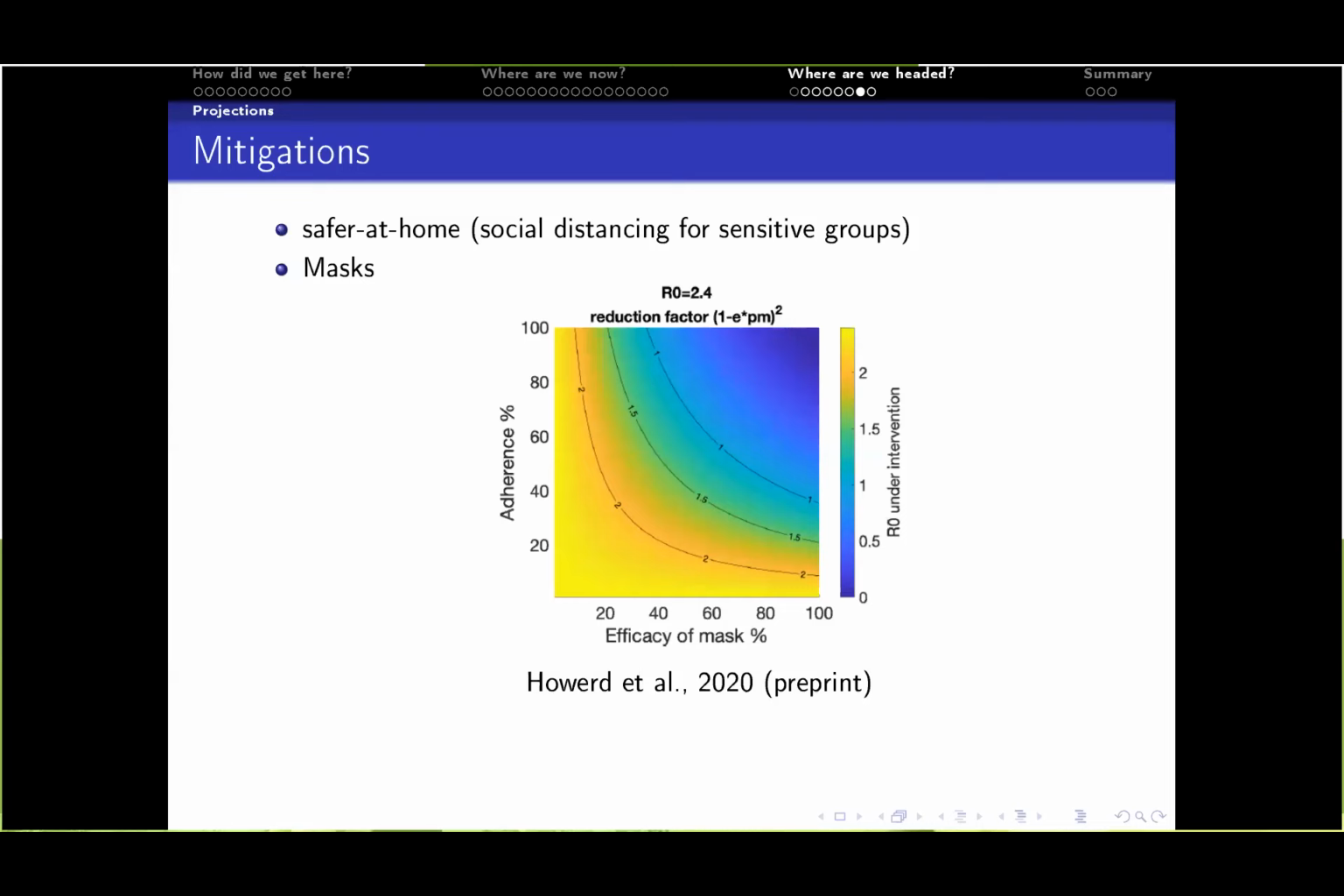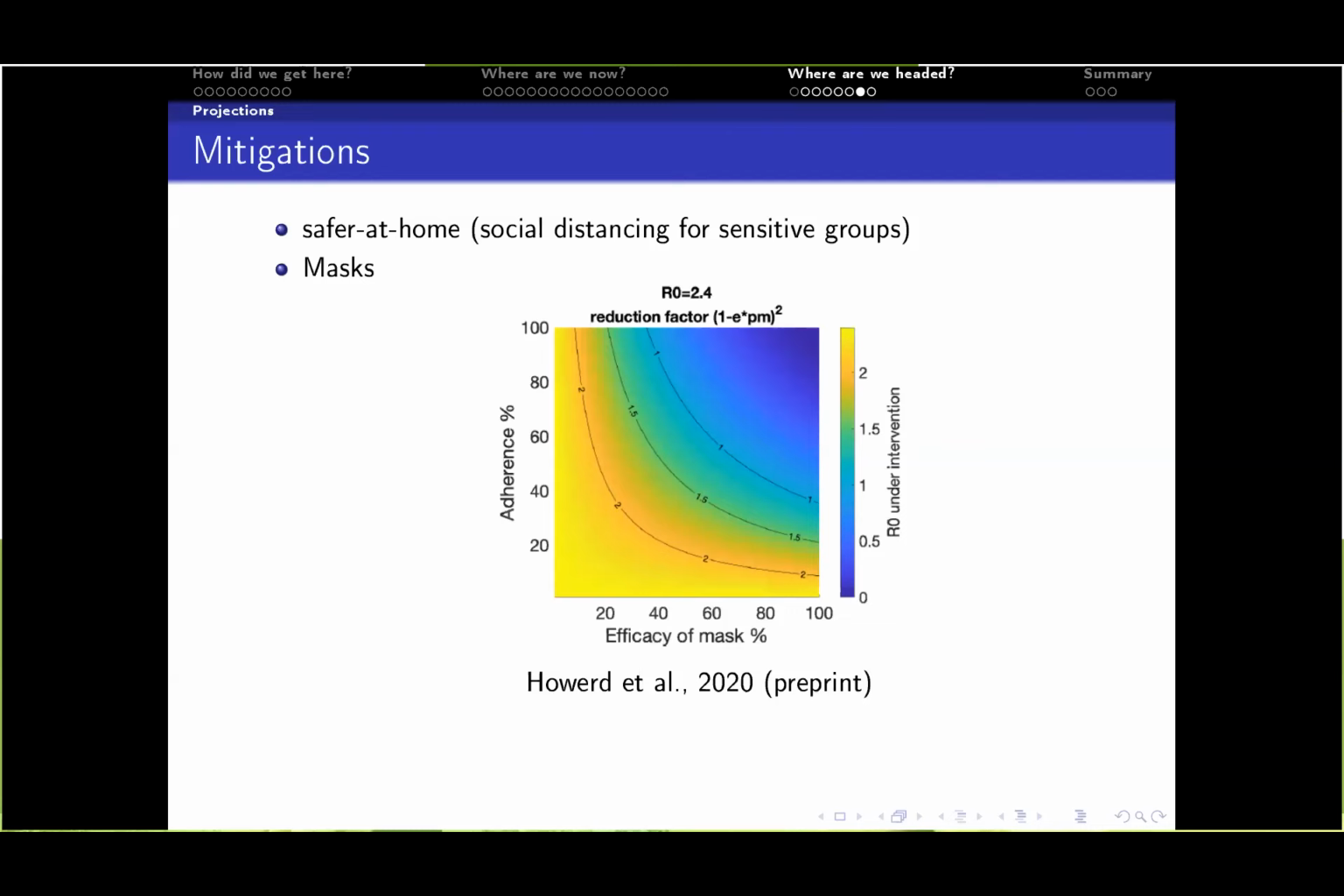One thing you can note here is that you want to be in the blue region, because that is where your R naught is less than one, and it takes some doing. If you have 60% of the population adhering, you need about a 70% effective mask. There's a trade-off there, and it really would be better if everybody was wearing good, effective masks to reduce this. So the question is, can you do this using masks in combination with other safer at home type orders?